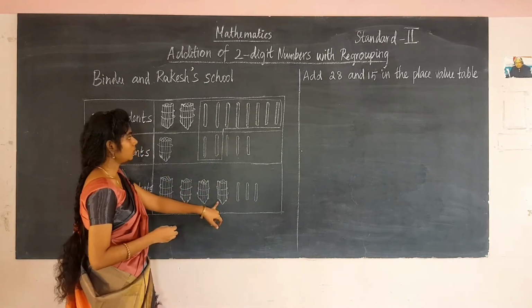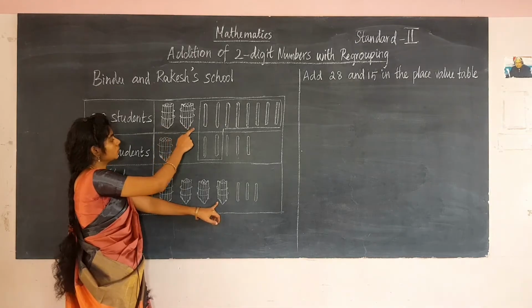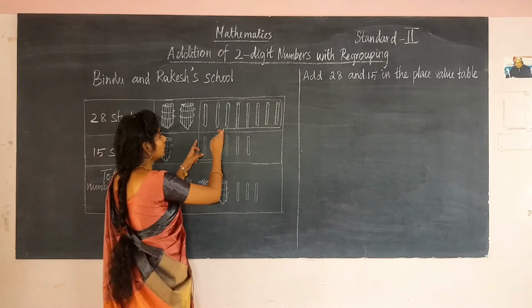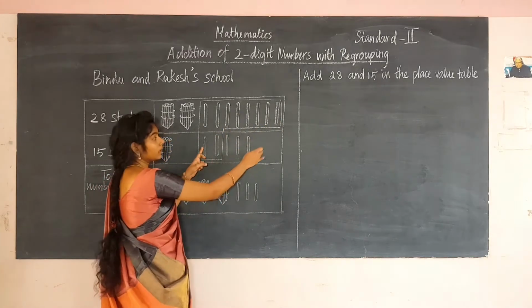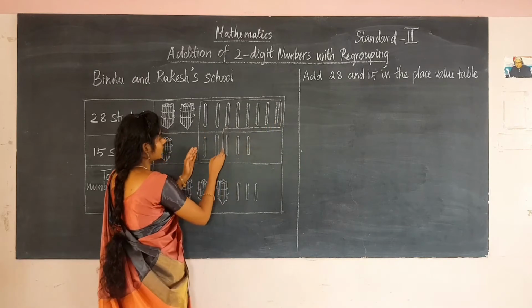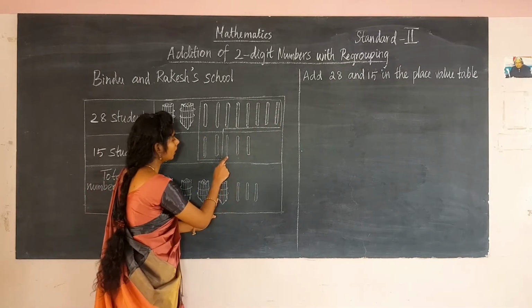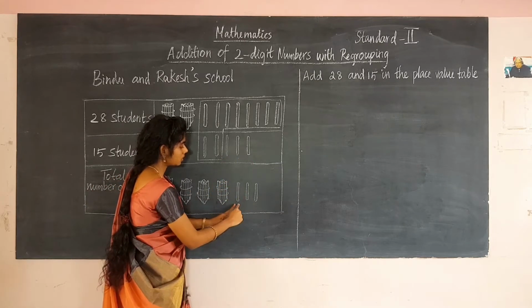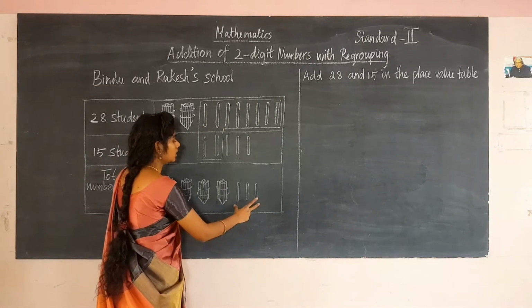Another 1 bundle you have taken. Here there are already 3 bundles. 1, 2, 3. So you have taken 3 bundles already and here there are 10 sticks. Here totally 13. In 13 you have altogether made this as 1 bundle. So this is another 1 bundle. Remaining how many sticks are there? 1, 2, 3. So totally 3 sticks. Now here there are 3 sticks.